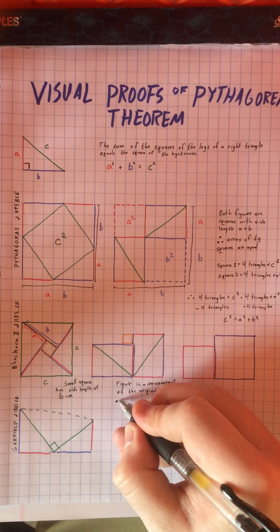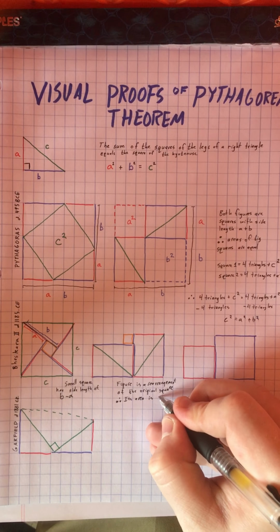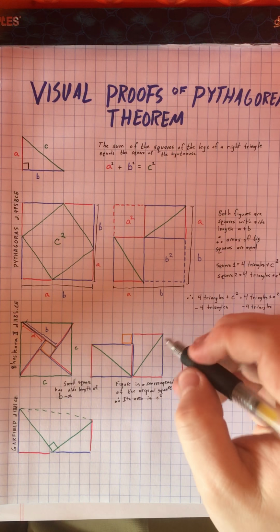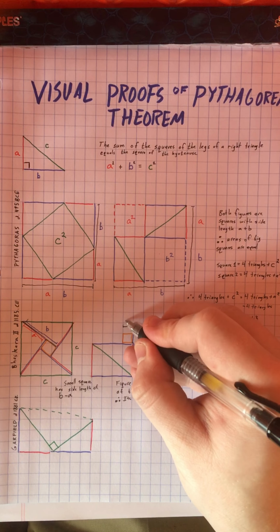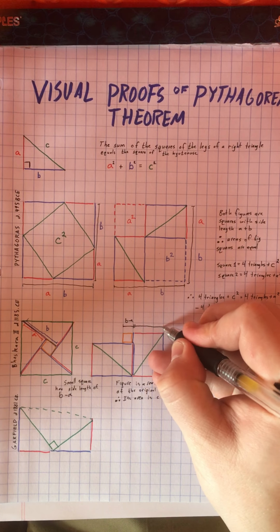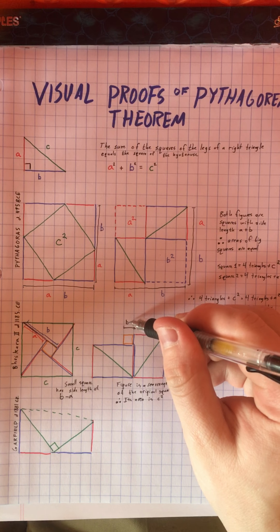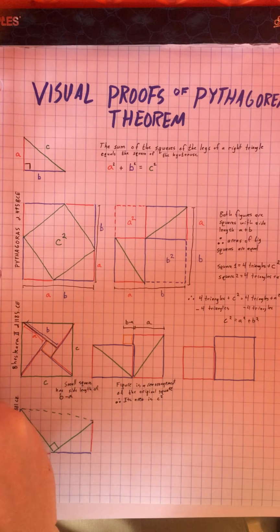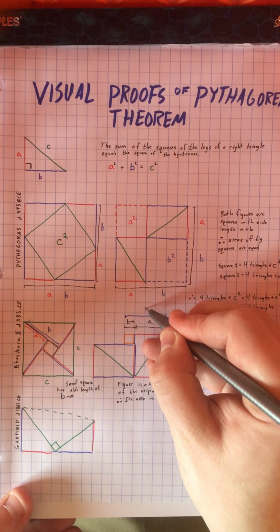It should have the same area, so its area is also c squared. But let's see what weird, sneaky thing has happened here. So this tiny little distance here is b minus a, and then this distance here is a. Well, what is b minus a plus a? If I take b, subtract a, and then add a back to it, this whole thing has a length of b.